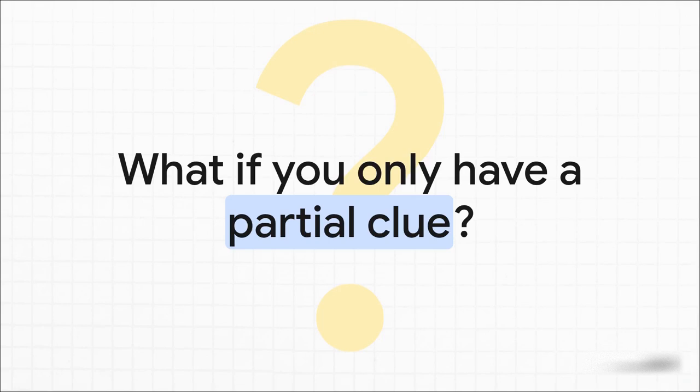All right, but let's get real for a second. In an actual investigation or just in real-world data, you don't always have perfect information. What if your witness says, I don't remember the whole name, but I'm pretty sure it started with a K. Now what do you do? You don't have the full name to search for. All you've got is a partial clue.